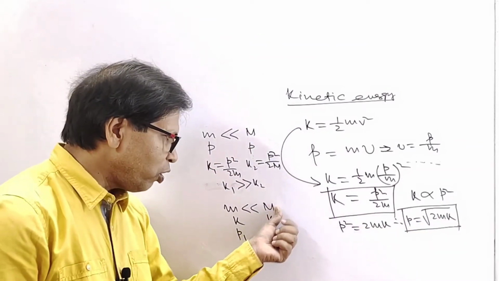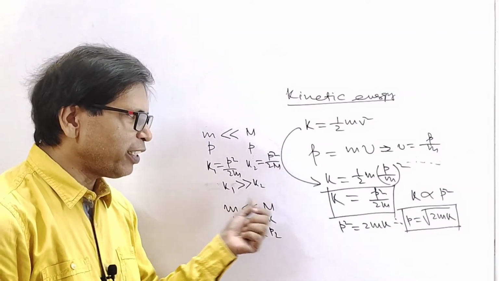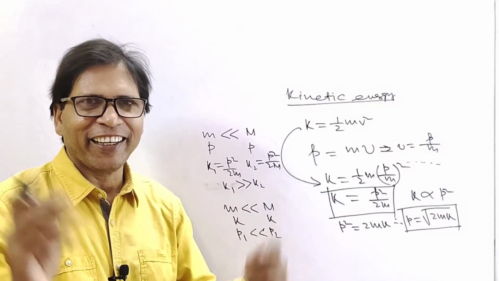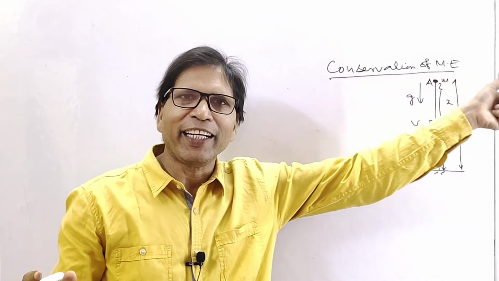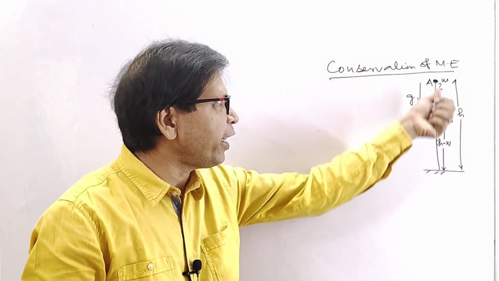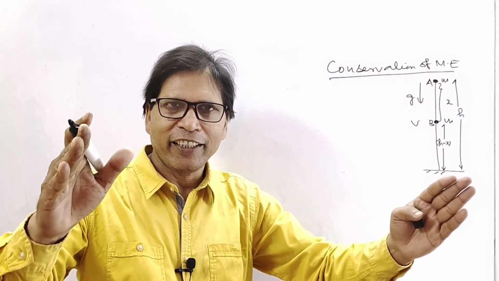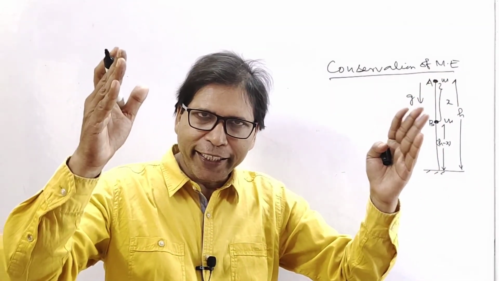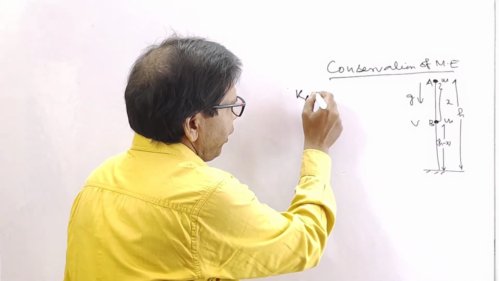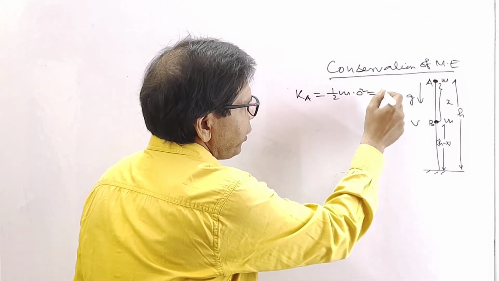Here the mass is more, so P2 is greater than P1, as M2 is greater than M1. Understood? Okay. Now, conservation of mechanical energy. Suppose a body of mass m is raised to a height h to the point A and it is at rest. As the body is at rest, the kinetic energy KA is half into m into 0 square, that is 0.